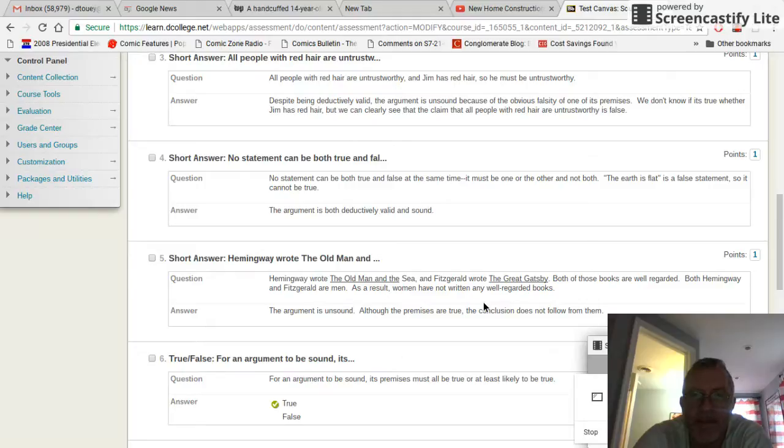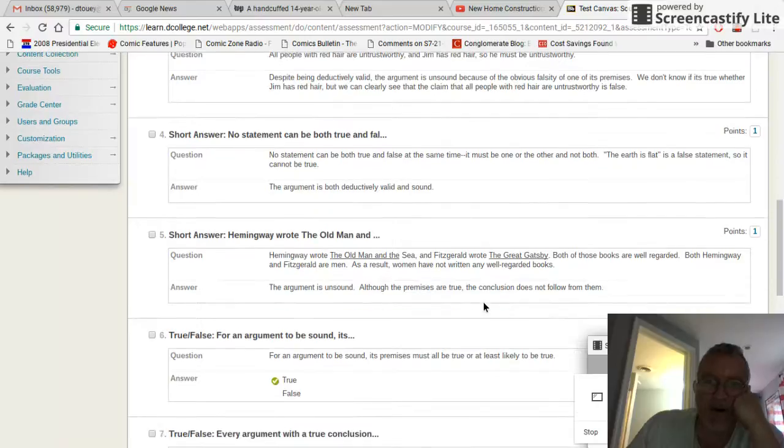The first one is stated really twice, that no statement can be both true and false at the same time. It must be one or the other, not both. It's sort of saying the same thing twice. The earth is flat is a false statement is another premise. And the conclusion, that it, referring to the earth is flat, cannot be true, does follow. So it's obviously valid in its reasoning. And at least some logicians would say that in classical logic, the principle of non-contradiction or excluded middle, that no statement can be both true and false at the same time, is an obvious, necessary, self-evident truth.